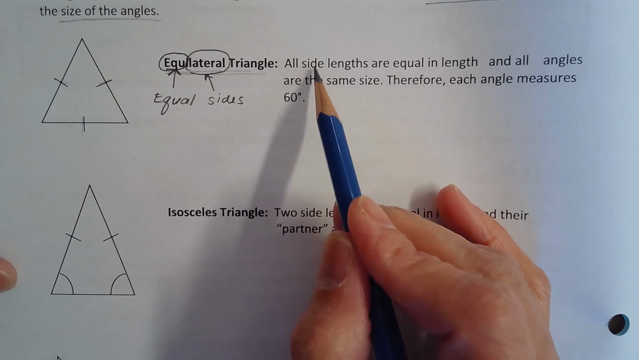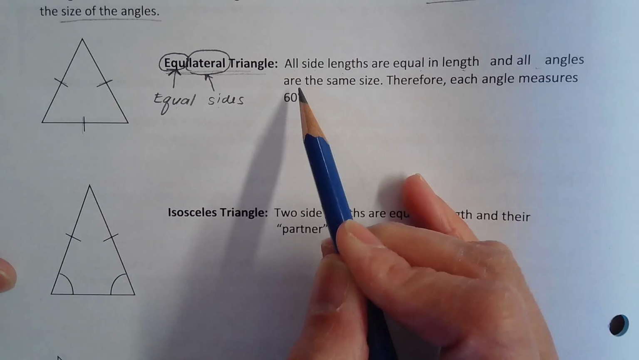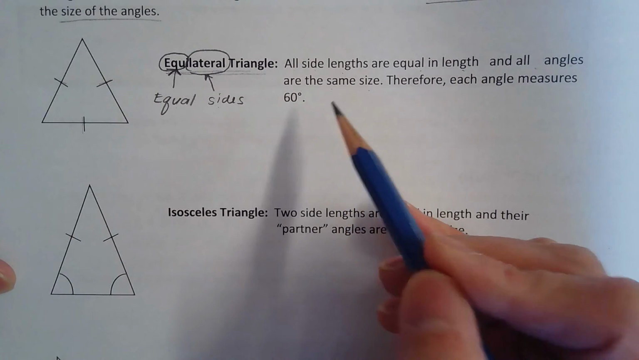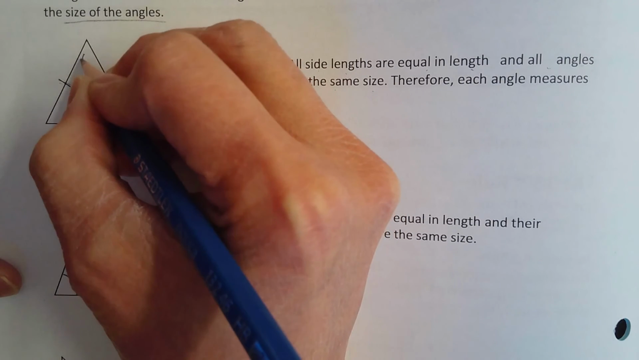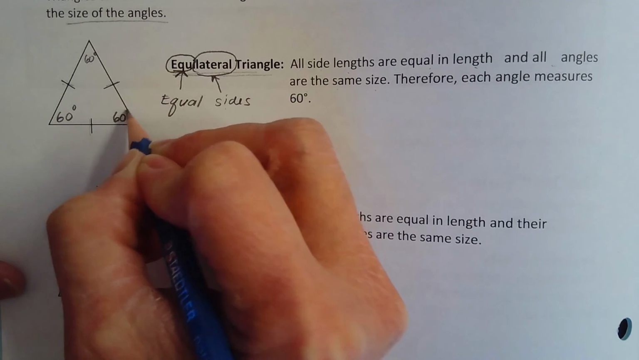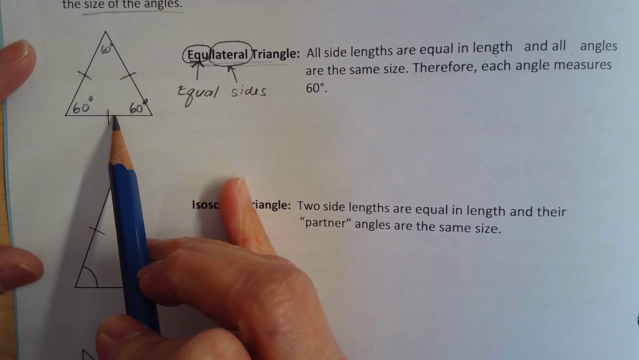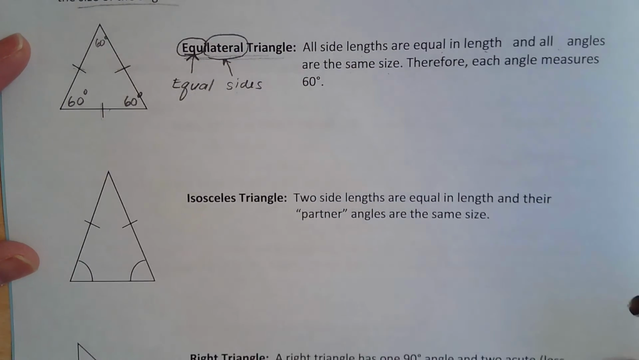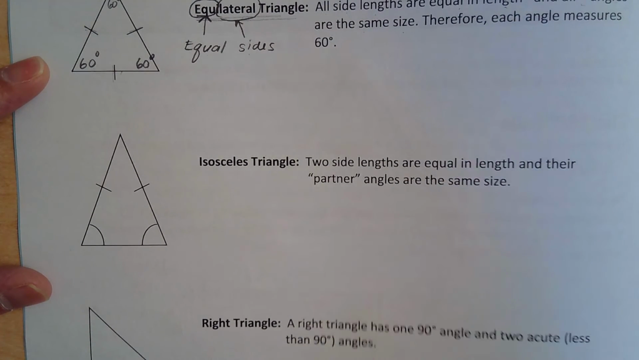So all side lengths are equal in length, and all angles are the same size. Therefore, each angle measures 60 degrees. They're saying all sides are the same, and these are all 60, 60, 60. So if you go 60 plus 60 plus 60, that gives us 180 degrees. That's a great thing about equilateral. All sides are equal, and all angles are equal.